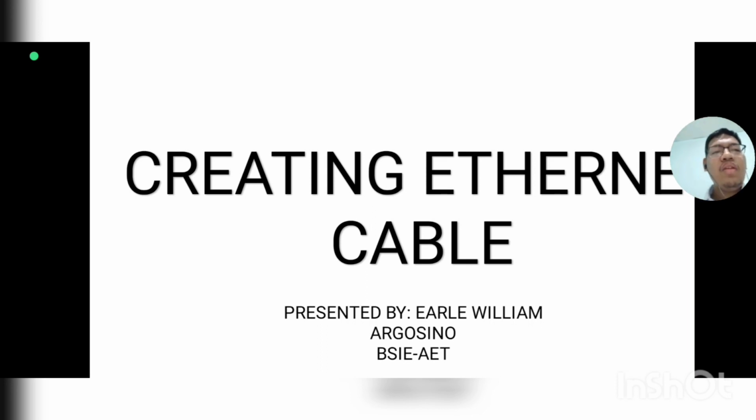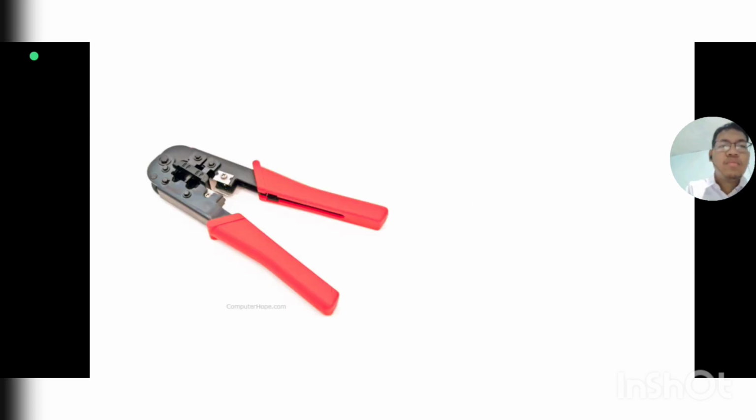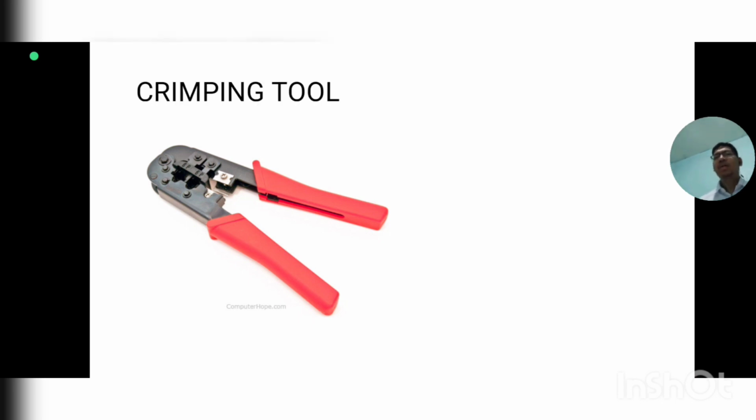So let's move on to creating our Ethernet. Before we can create our Ethernet cable, let's discuss the tools and materials in creating it. Do you have any idea about that? Okay, so let's proceed. The first tool is? Yes, Mikai. A crimping tool. Very good.